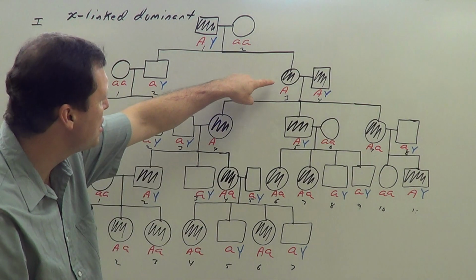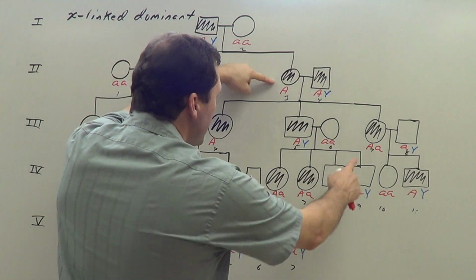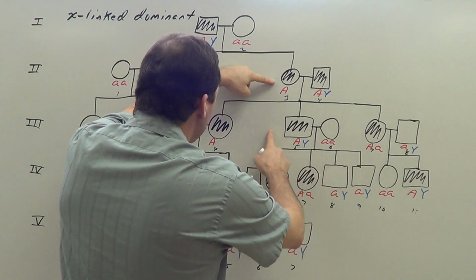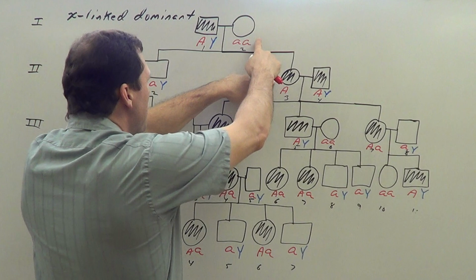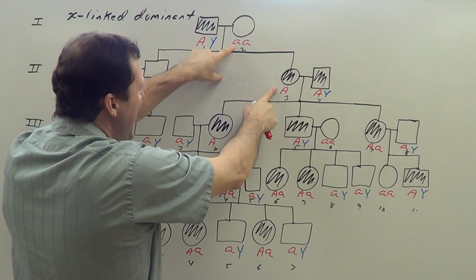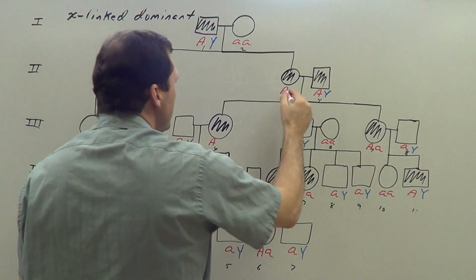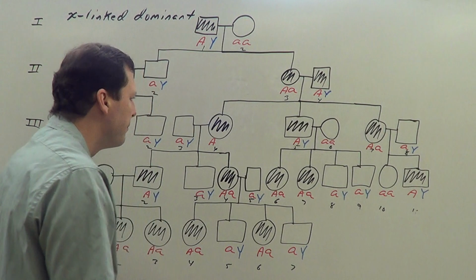Now let's take a look at this individual up here. She's got three kids. One, two, three. But look at mom up here. Mom's got two lowercase a's, and mom has to give one of these lowercase a's to her daughter. So that's going to be a lowercase a.